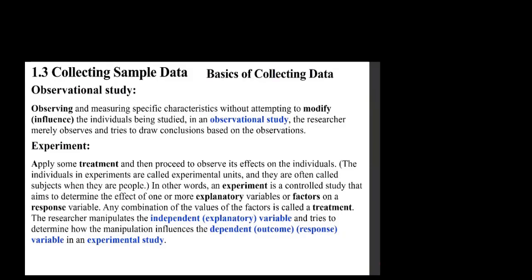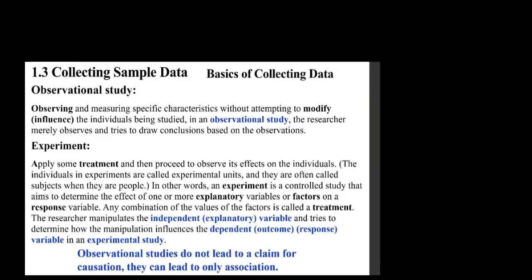The researchers manipulate the independent explanatory variable and try to determine how the manipulation influences the dependent outcome response variable in an experimental study. So observational studies do not lead to a claim for causation. They can lead only to what we call an association. Let's quickly look at an example.